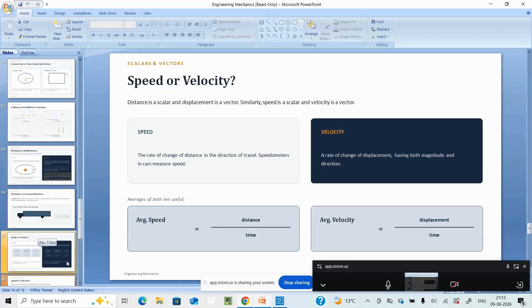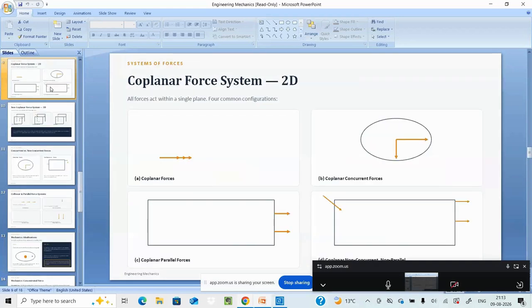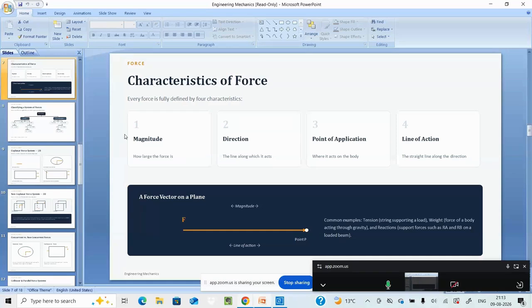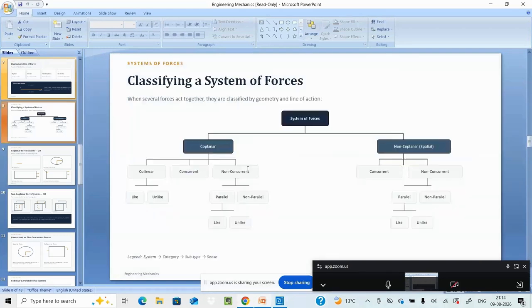Can you give an example for magnitude? Magnitude is how large the force applied is. And direction is in which line it is acted, either vertical or horizontal or rotational or whatever it is. So when we consider magnitude and direction, we call it velocity.